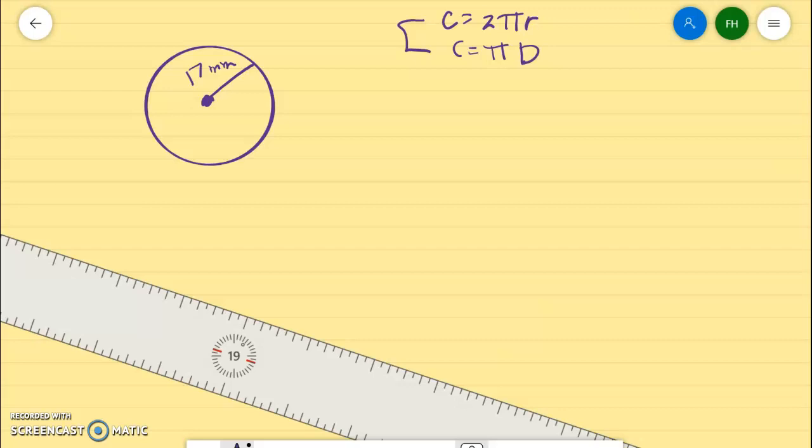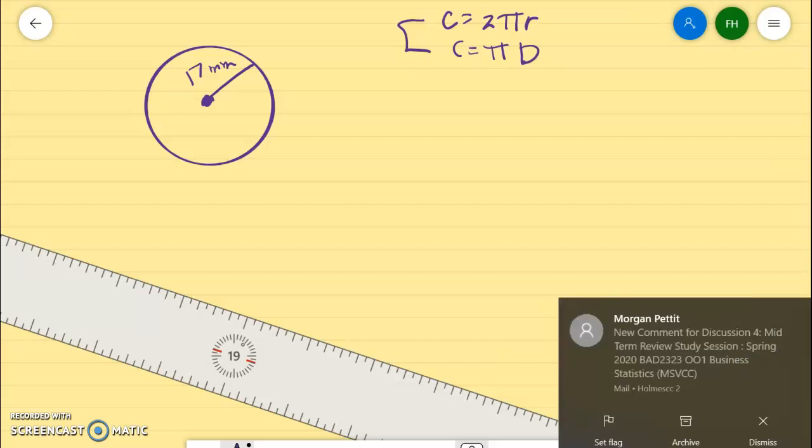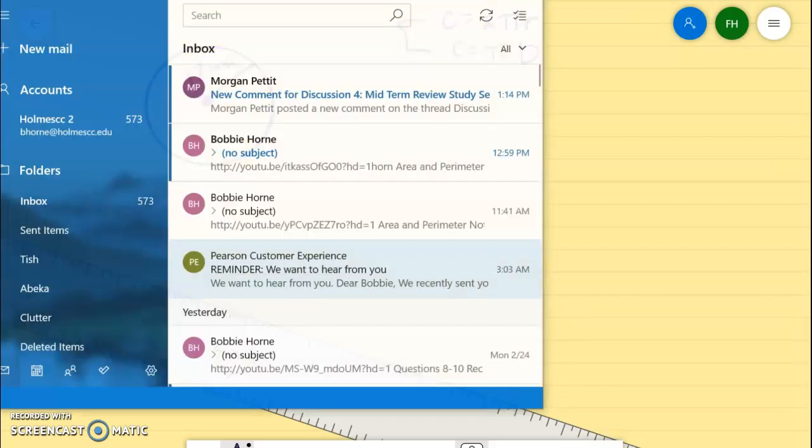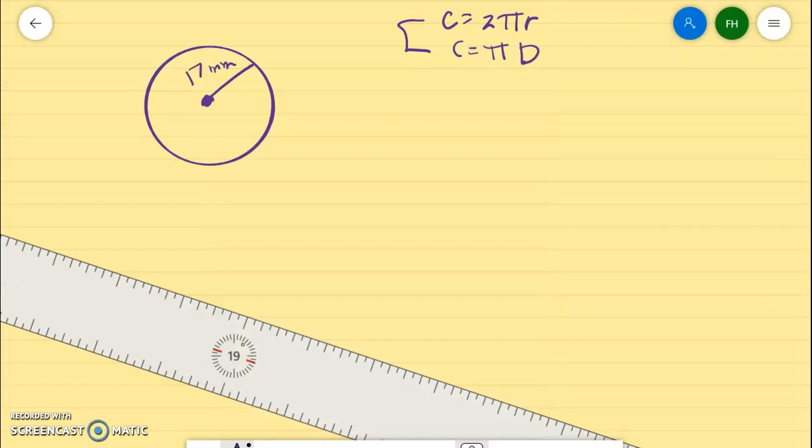So here we know r, so we want to use the formula with r in it. You can use either formula, but I always use the one that I already have the radius for. I use that one. If I have the diameter, I use that one.